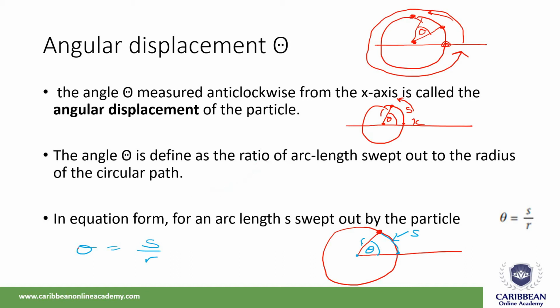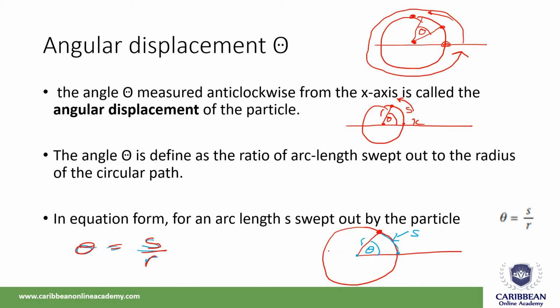You can see it right here on the screen that theta is equal to arc length divided by r. So if I wanted to find my angular displacement, all I need to do is divide my arc length by my radius, and that will tell me my angular displacement. Good?